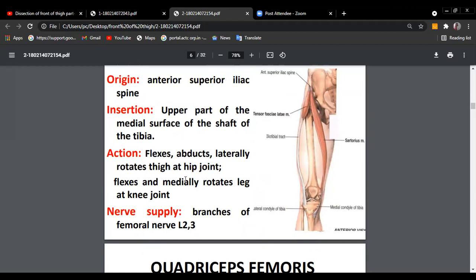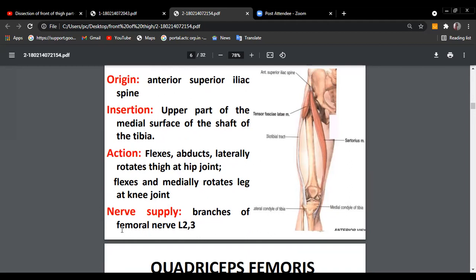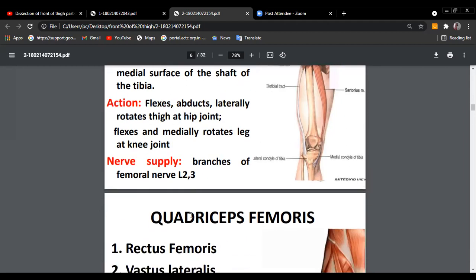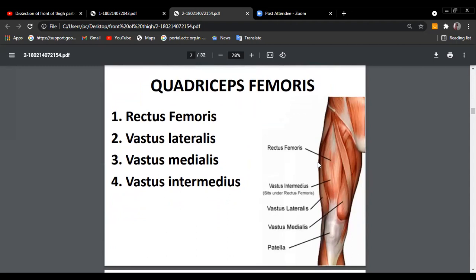It also flexes and medially rotates the leg at the knee joint. This is the active movement which is used by a tailor while stitching clothes. That is why the muscle has been named sartorius. Nerve supply is again the femoral nerve, root value L2, L3. Quadriceps femoris. Now see, this is the front of the thigh.